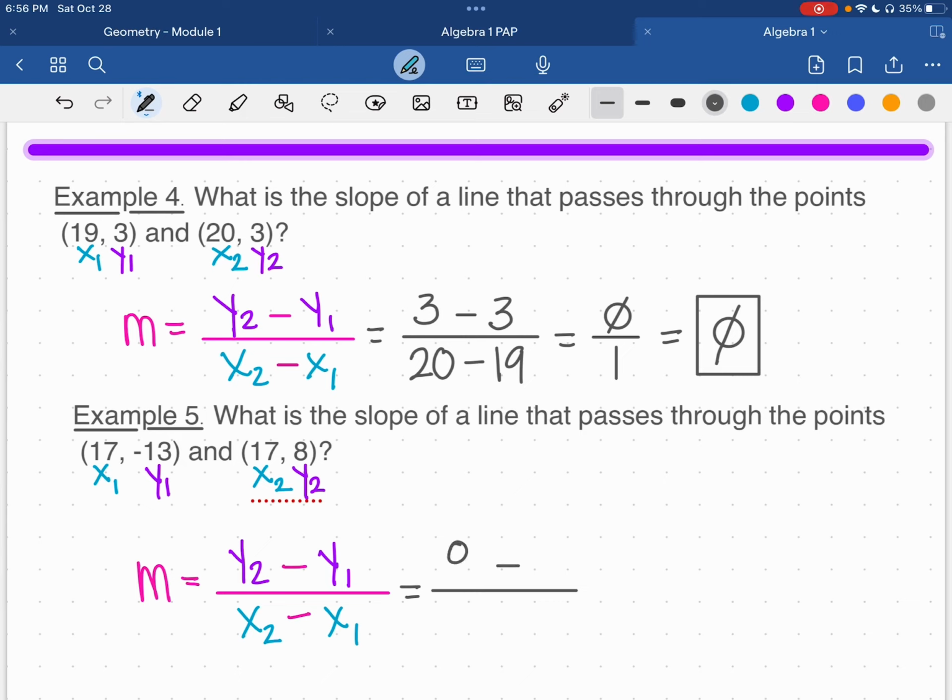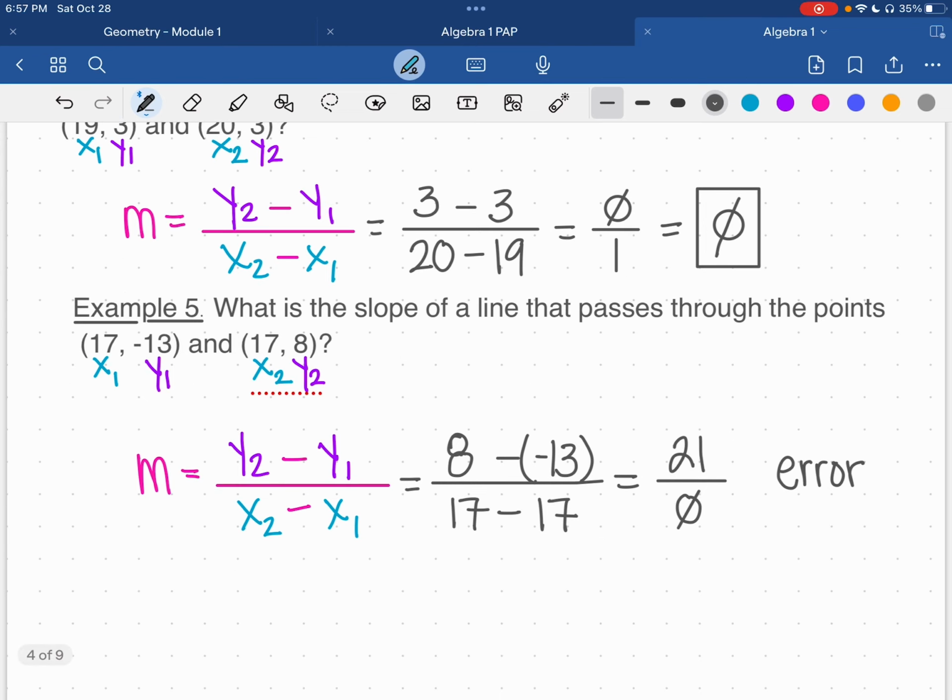All right, y2 is 8 and y1 is -13. I might want to do that just to remind myself that there is a double minus there. And then on the bottom, it's 17 minus 17. All right, well, that double negative on the top is going to change to a positive. 8 plus 13 is 21. On the bottom, 17 minus 17 is 0. If I put this into my calculator, it says this word. Uh-oh, my calculator says error.